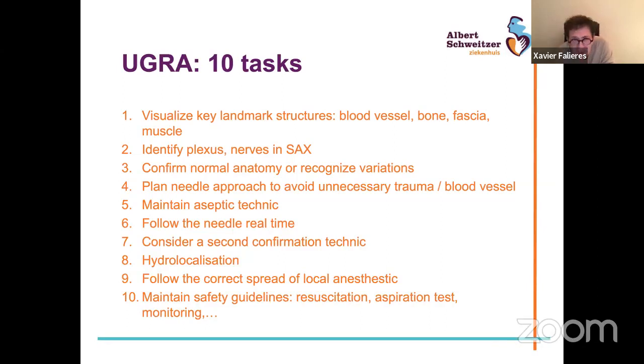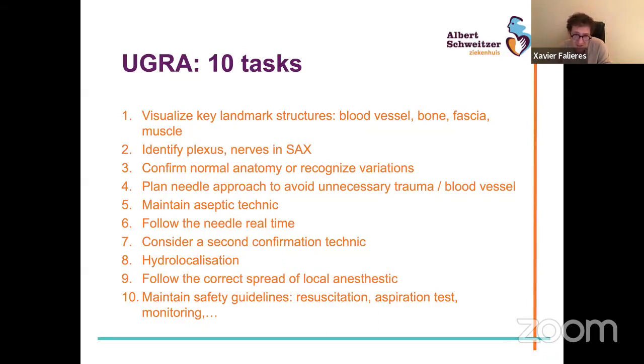When you are giving blocks with ultrasound, ultrasound-guided regional anesthesia, there are 10 very important things you have to know. You have to visualize key landmark structures. It's not because you're giving blocks with an ultrasound that you don't need to know your anatomy. You have to know the structures, the blood vessels, bone, fascia, muscles that you see. You have to identify the plexus or the nerve in short axis, sometimes in long axis, but we'll see the definitions later. Then you confirm the normal anatomy and recognize variations. Also, you have to know it. You plan the needle approach before giving the block to avoid unnecessary trauma or blood vessels.